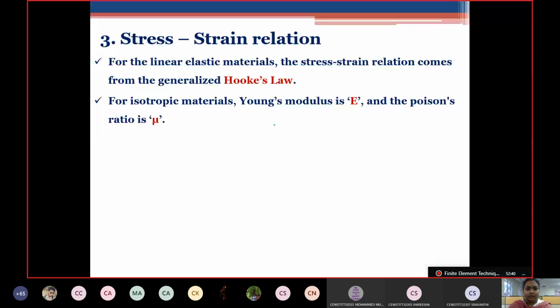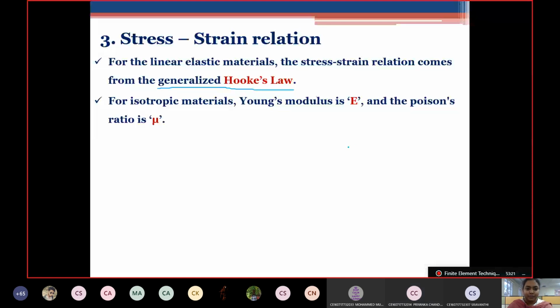The basic law that relates stress and strain directly is Hooke's law. For a linear elastic material, the stress strain relation comes from generalized Hooke's law. What is this generalized Hooke's law? What is Hooke's law? Can anyone define it? Strain is directly proportional to stress. Reverse it. Stress is directly proportional to strain up to the elastic limit. All right, very good.